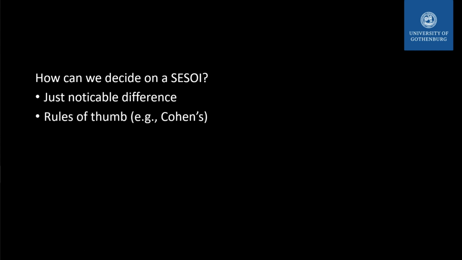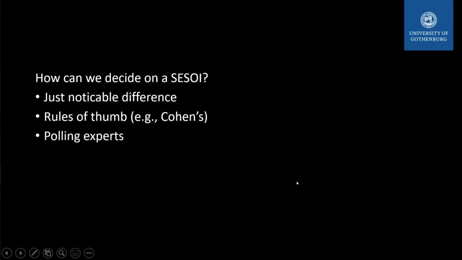Another one, of course, is just to use rules of thumb like Cohen's. It comes up quite regularly when you see people justify their power analyses. We're powering for a Cohen's d of 0.5 because it's a medium effect and that's common. I'm not that convinced by these arguments. I think it's a pretty weak argument, to be honest, to just base it on Cohen's rules of thumb, but I've seen it done.